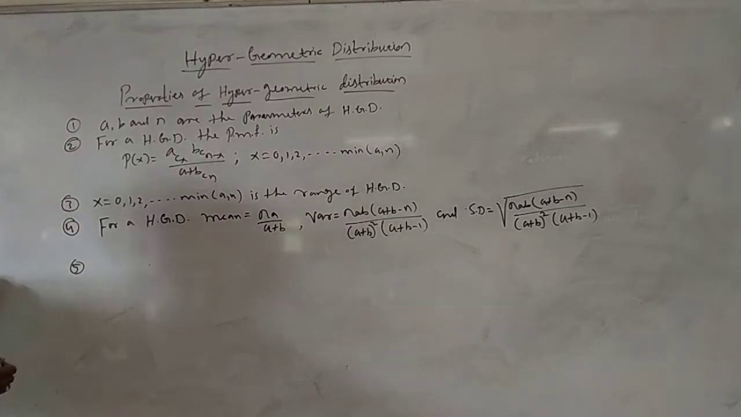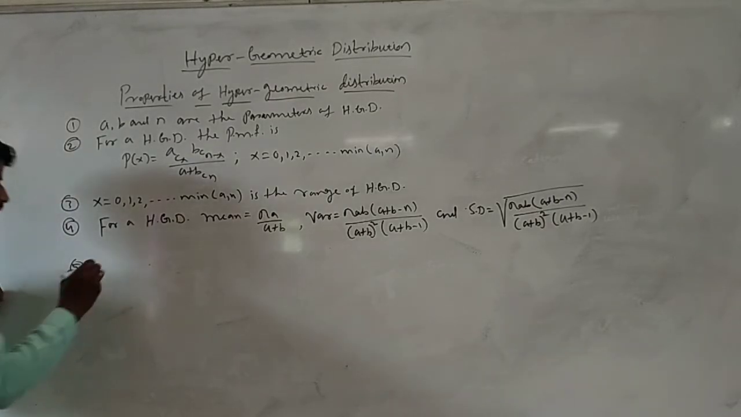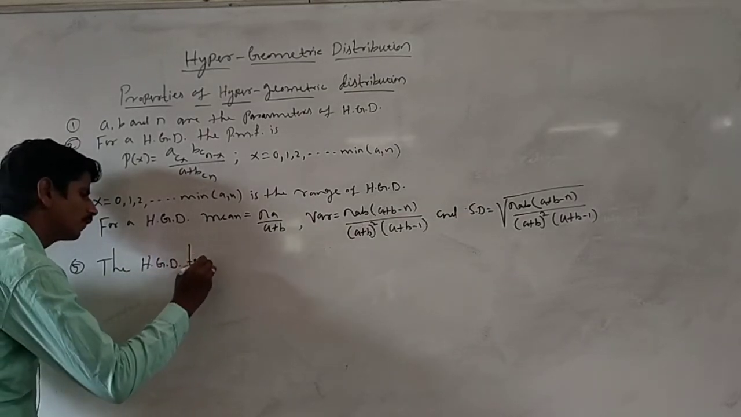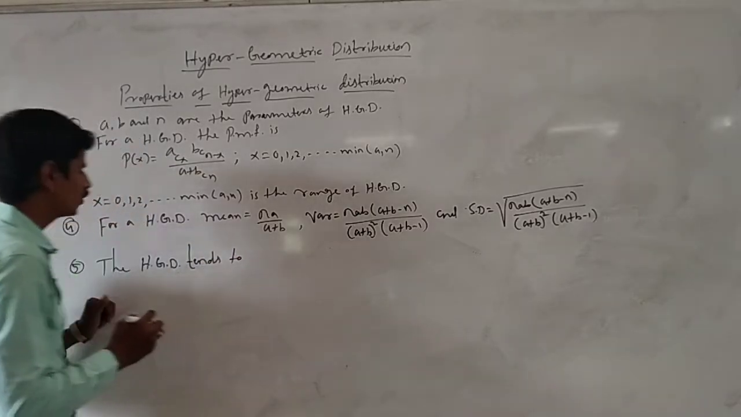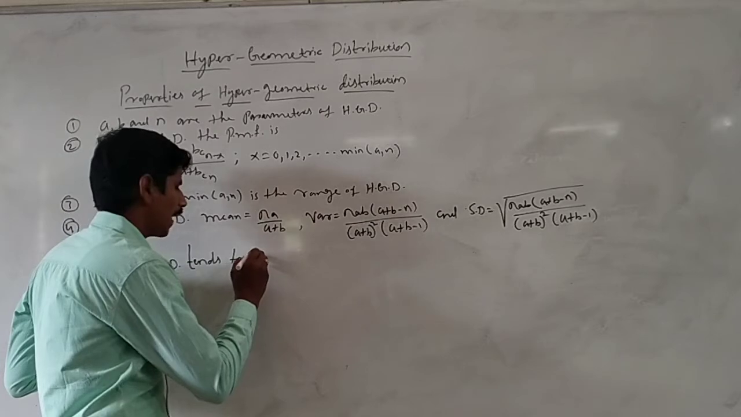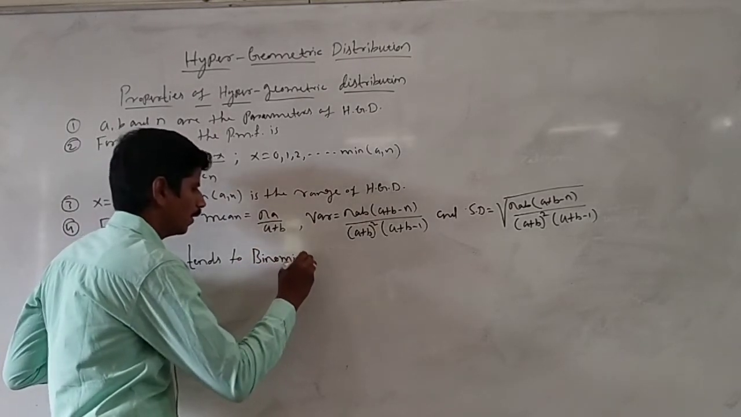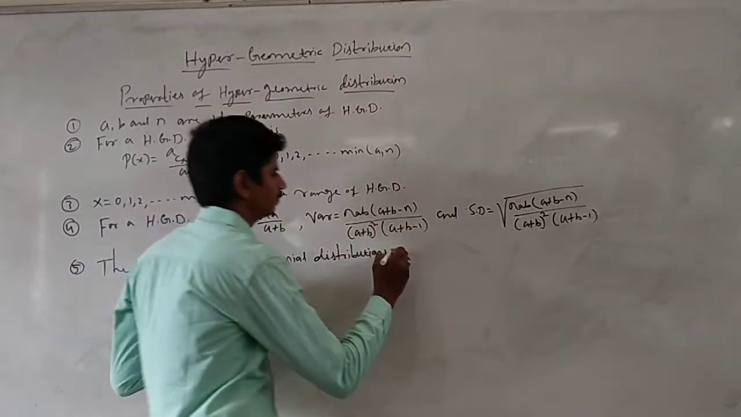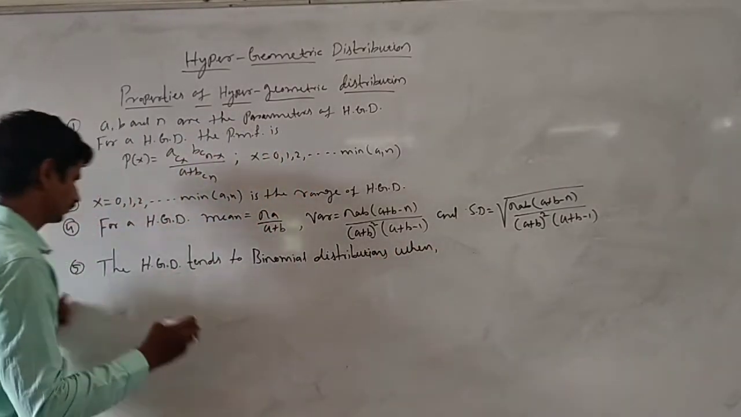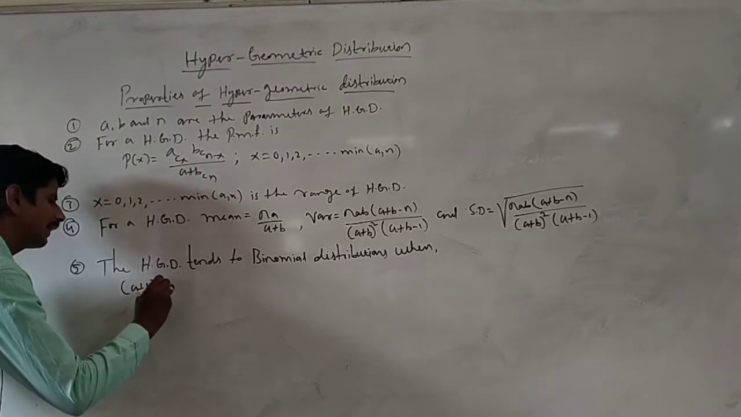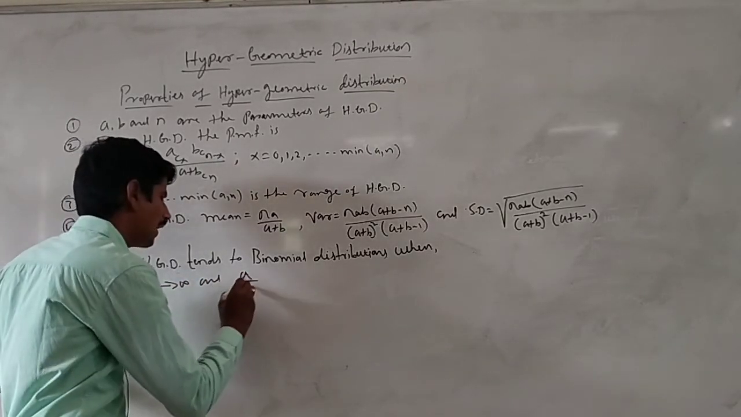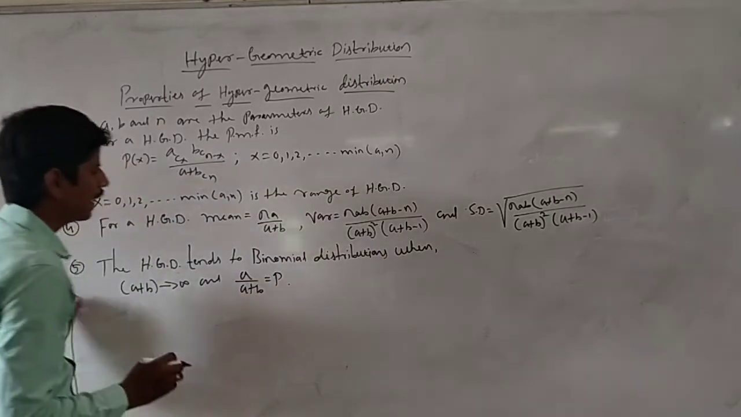Next, fifth property. The hypergeometric distribution tends to binomial distribution when A plus B tends to infinity and A by A plus B equal to p.